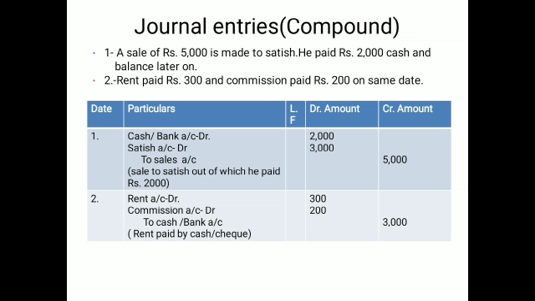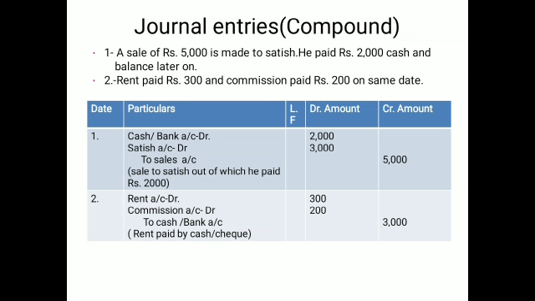If it is received by bank on the same day, by check deposited into the bank, then you may write down the bank account in front of 2,000. And the balance is on credit. When it is on credit, money is not coming, so that's why we have to put the name of the Satish account. So what is the journal entry now?